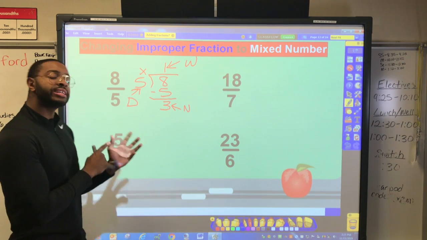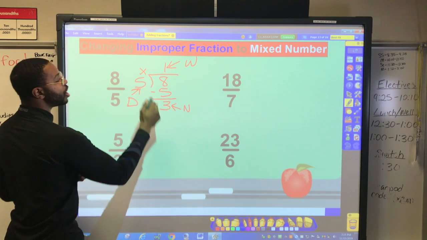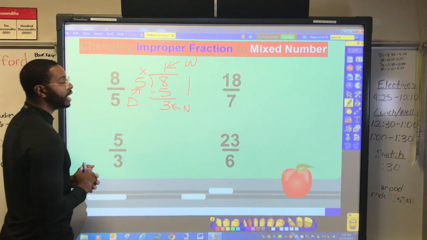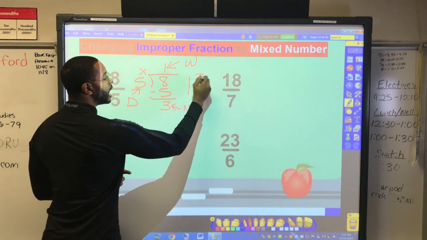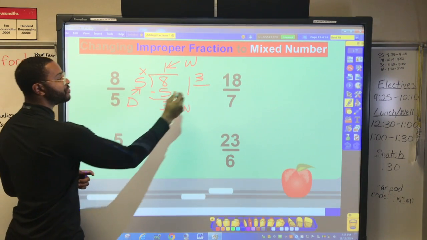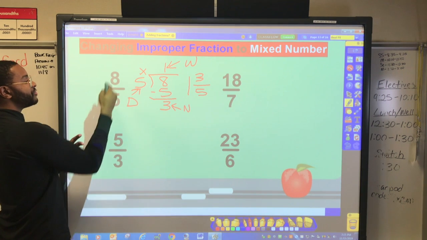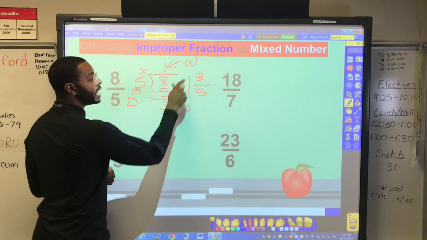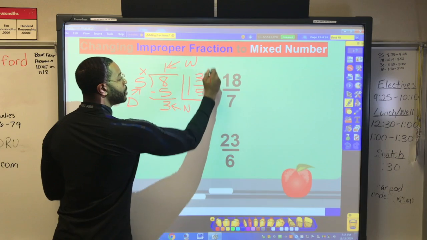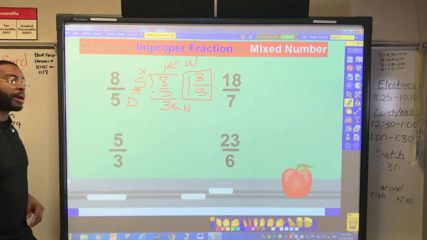And so when I write this in the form of a mixed number, I have 1 whole and I have 3 out of 5. Okay, so that is my mixed number. So 8/5 is equivalent to 1 3/5. So that will be the mixed number for this improper fraction.